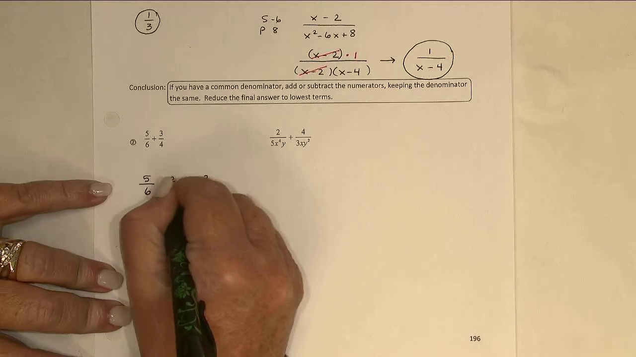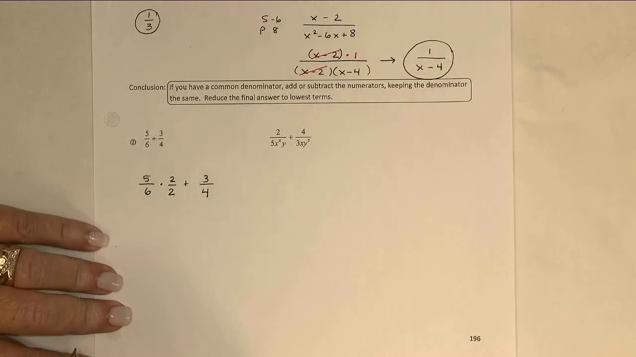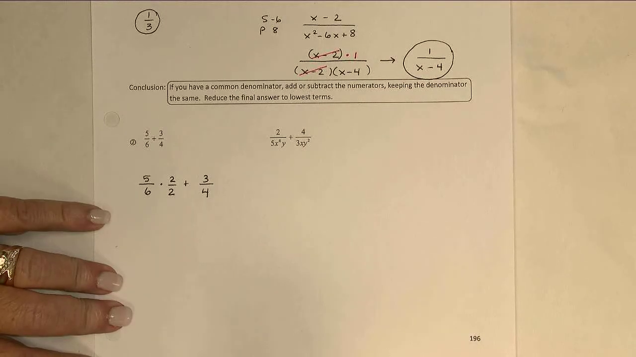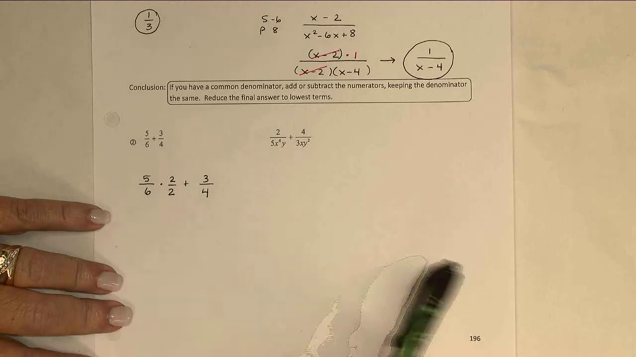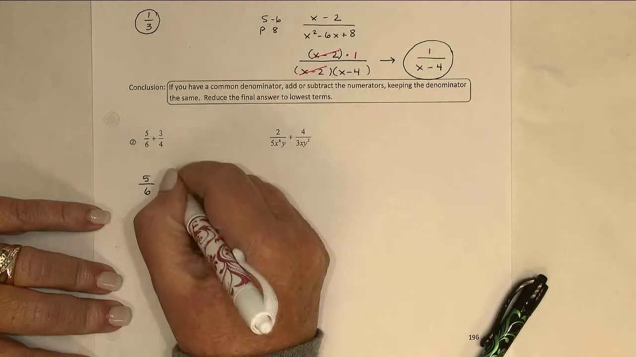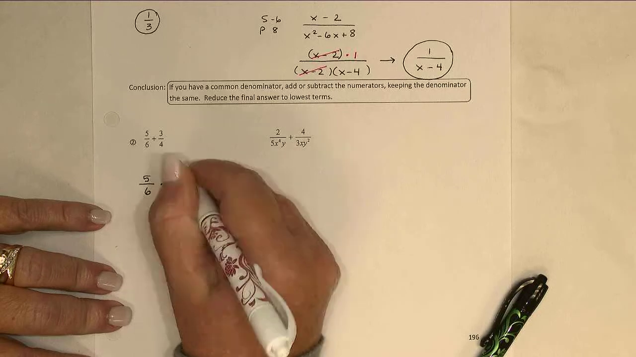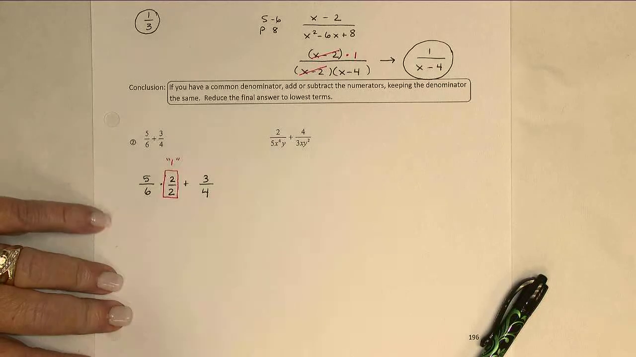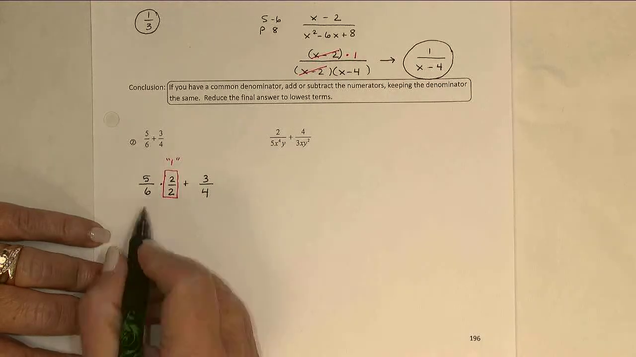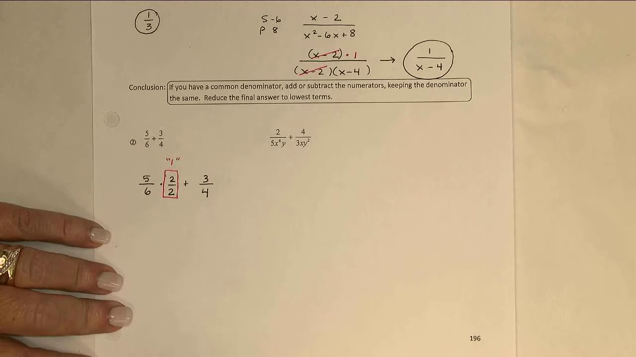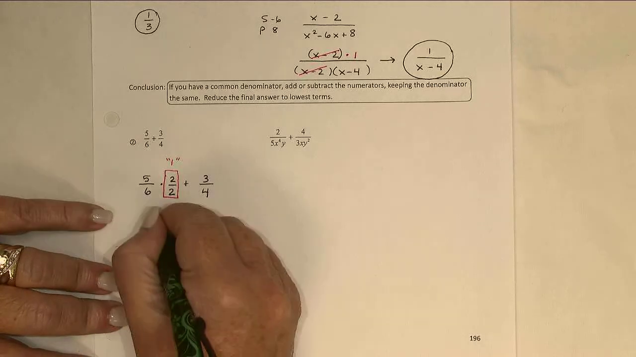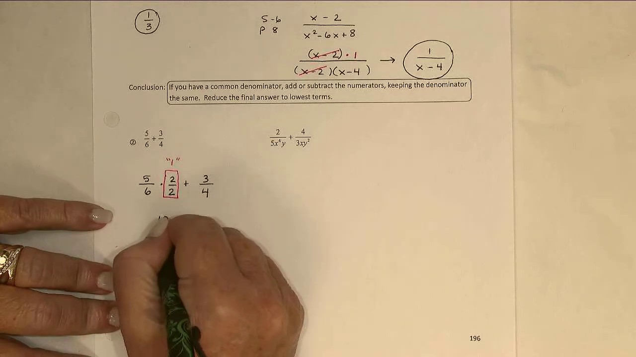I'm going to show that I'm really multiplying by a form of 1, 2 over 2. Again, I can't change the value of my expressions. I can only change what they look like. Multiplying by a form of 1, in this case 2 over 2, really keeps the 5/6 at the same value. It looks like 10/12 now, though.